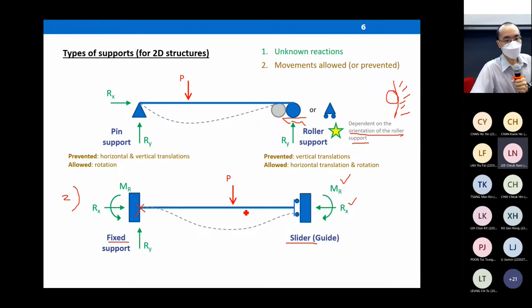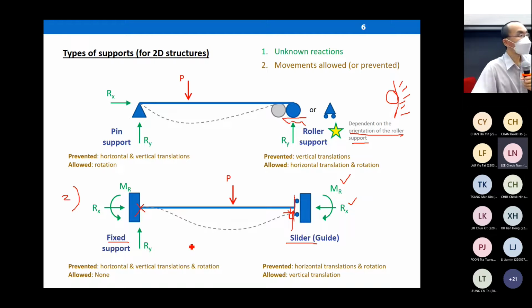When it displaces, it's probably in this manner. You can see some vertical movement because a slider allows the structure to move vertically, just like a car. But it does not allow the structure to rotate at the end. So at the end right here, you can probably see 90 degrees. The slope here is 90 degrees. No rotation is allowed at the slider support. Quite different from a roller support. Please distinguish roller and slider. You can refer to this diagram later on.